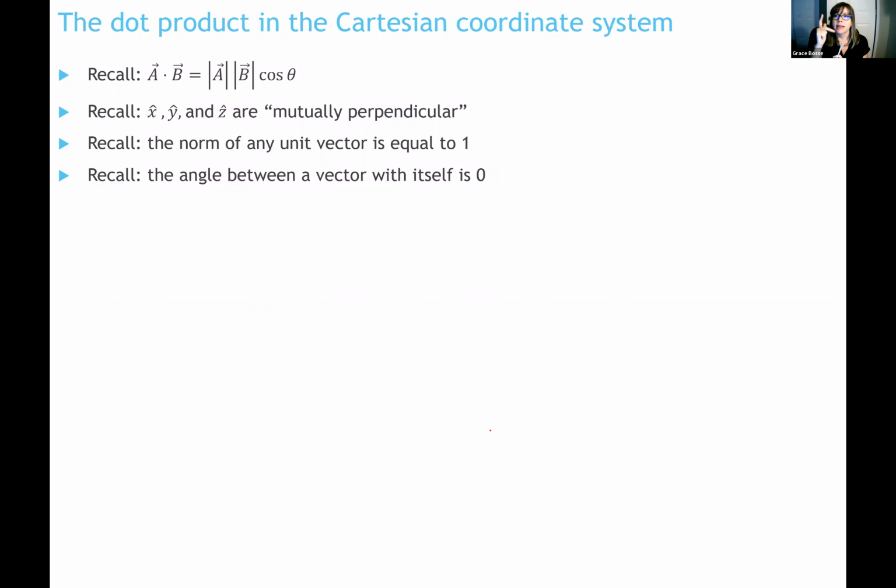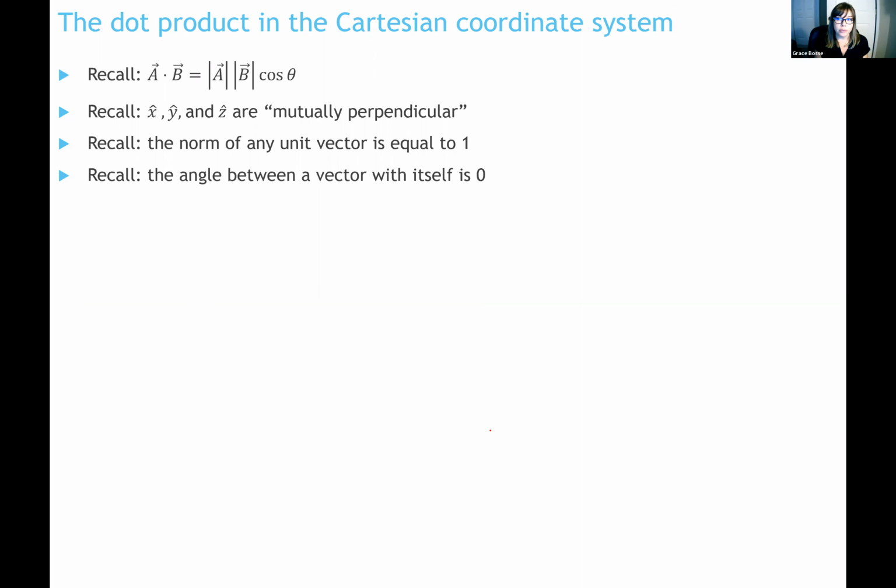We talked about that. And something that's really important in this coordinate system is that each of those vectors is perpendicular to the other vectors. So x hat is perpendicular to y hat. That's perpendicular to z hat. All of them have 90-degree angles between those different unit vectors. Also remember, a unit vector has a norm of 1. Also, if you're ever doing a dot product of a vector with itself, any vector with itself has an angle of 0 with itself. It will be parallel to itself, and so the angle would be 0.